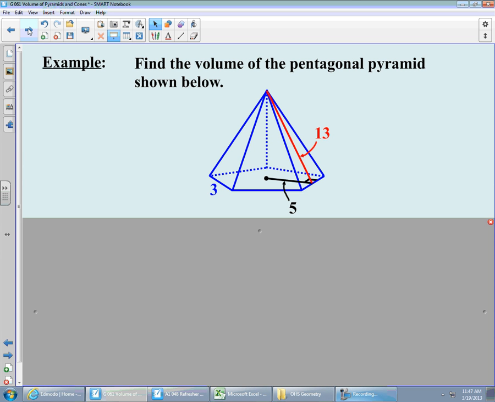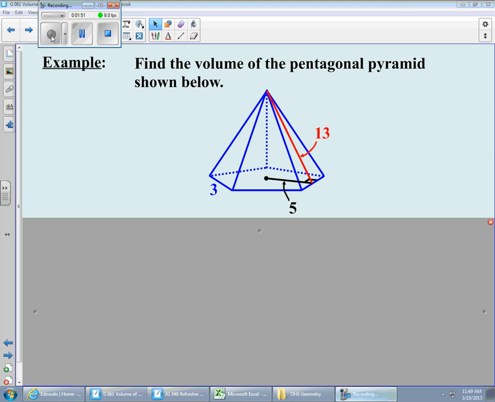Okay, so let's just jump right into it. It's nothing more than a formula. It's making the figures fit the formula. So here we're going to have a pentagonal pyramid, and we're going to see if we can't find the volume.